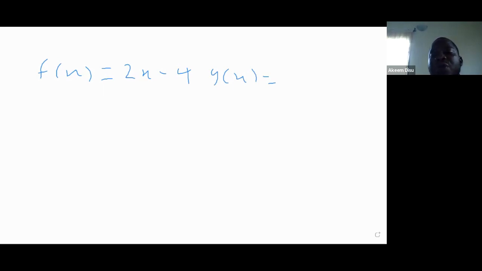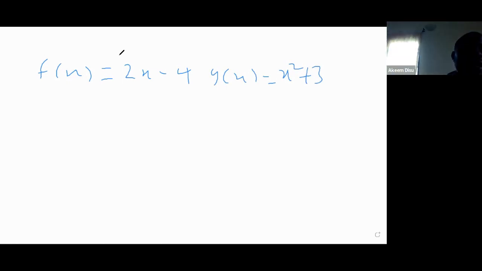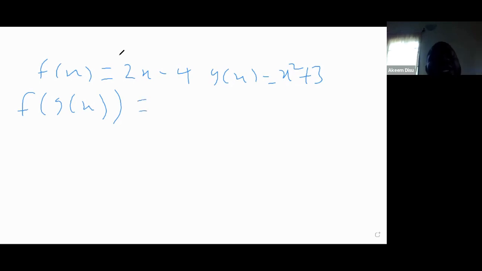It's equal to x squared plus 3. Is that taken? Then, so now we have f of g of x. This is what we want to solve. Here, this g of x will completely replace x.